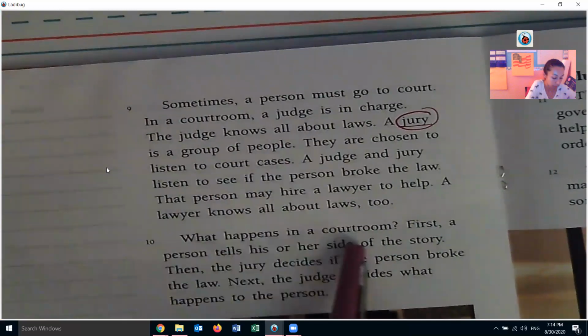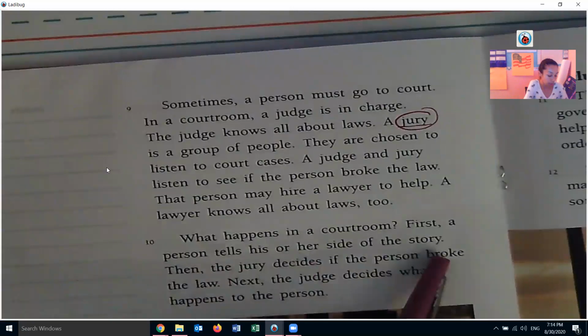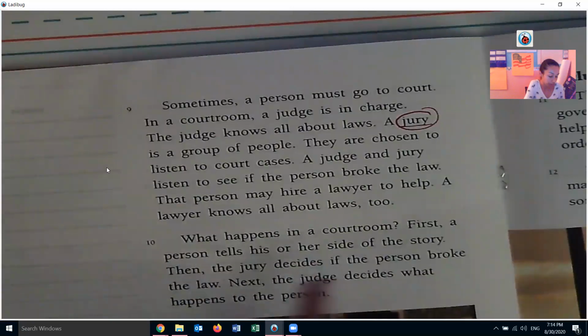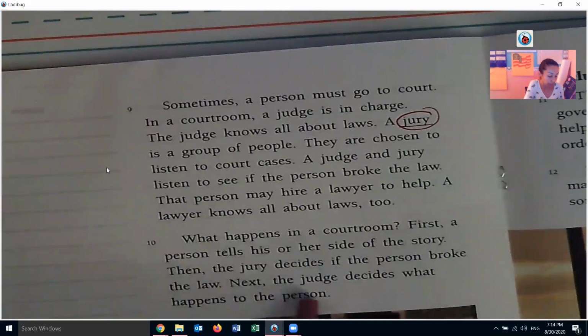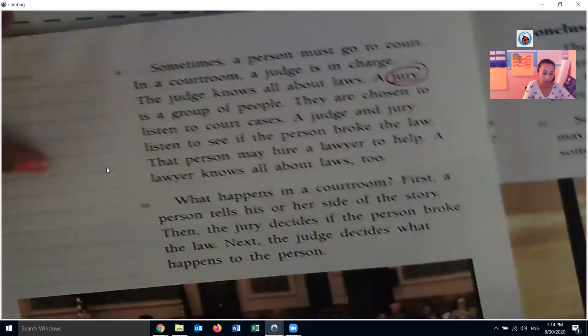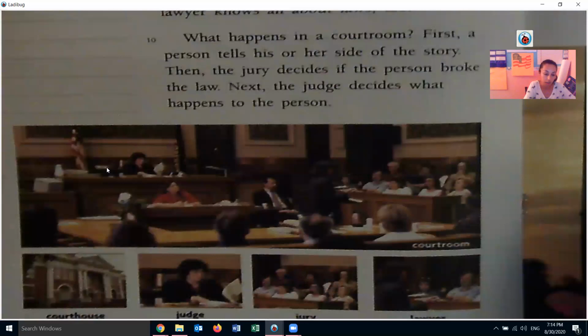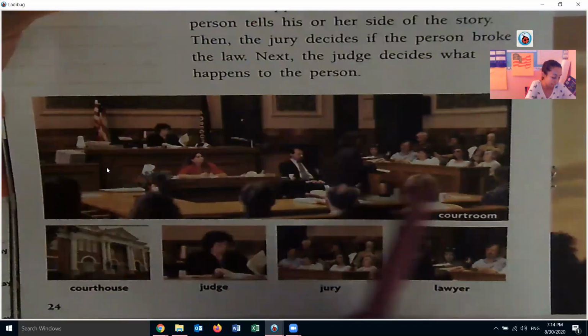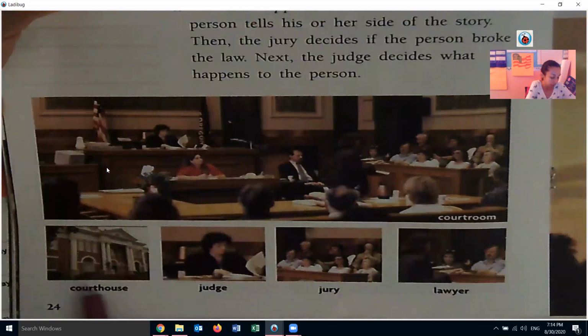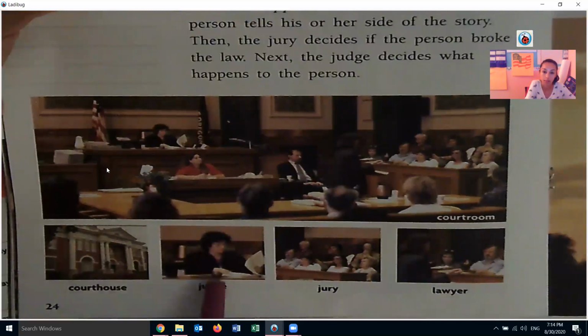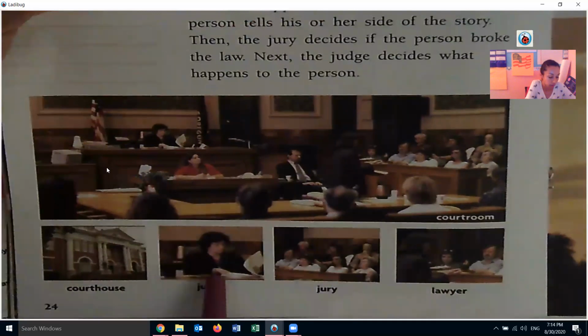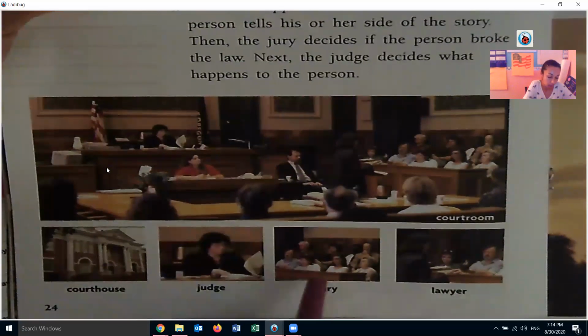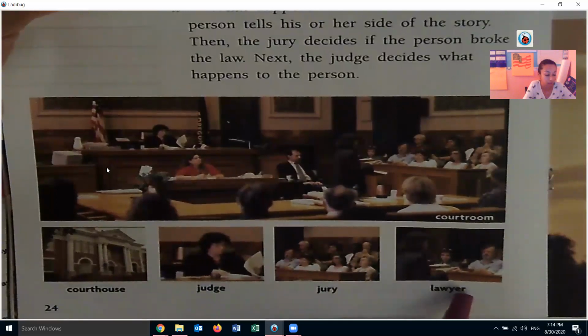What happens in a courtroom? First, a person tells his or her side of the story. Then, the jury decides if the person broke the law. Next, the judge decides what happens to the person. And then we have a few pictures on the bottom that kind of describe these words. So we have a courtroom, we have a courthouse, the building, a judge, a person that knows the laws and makes the final decision, the jury who helps the judge make a decision, and then a lawyer, someone that's helping the people that are on trial.